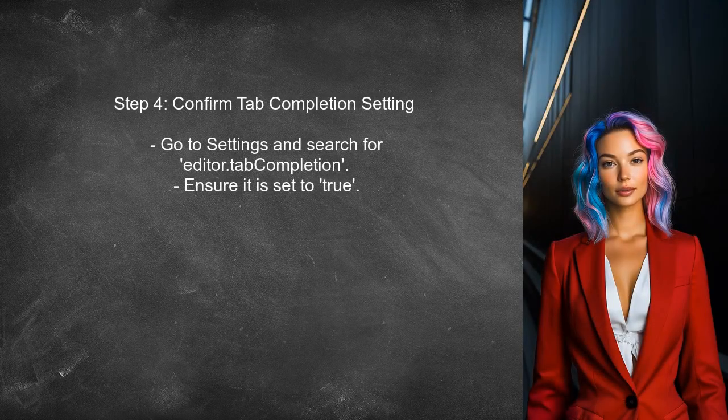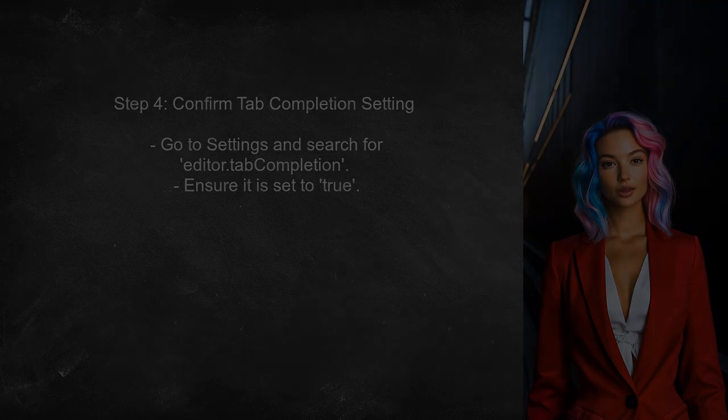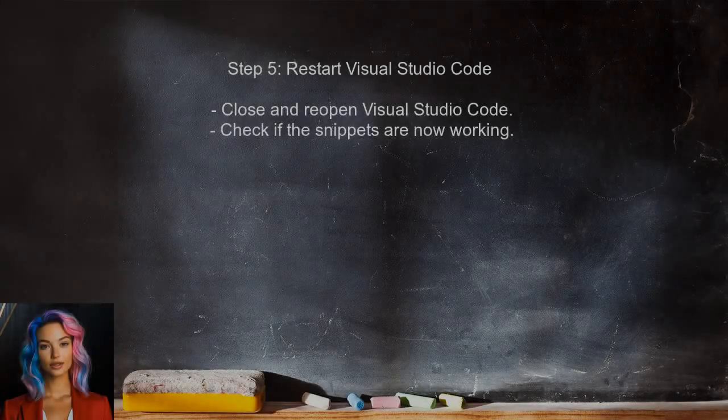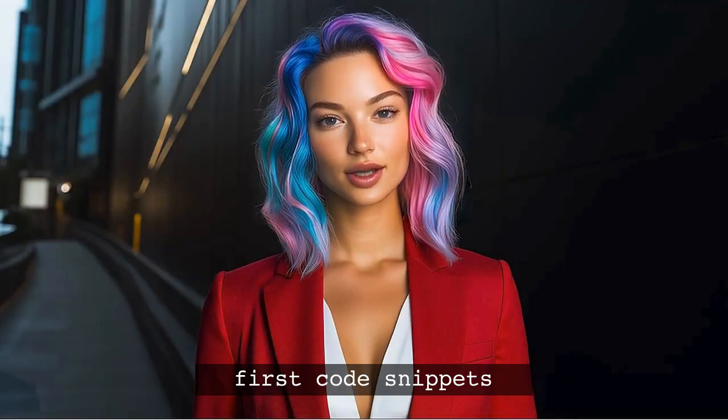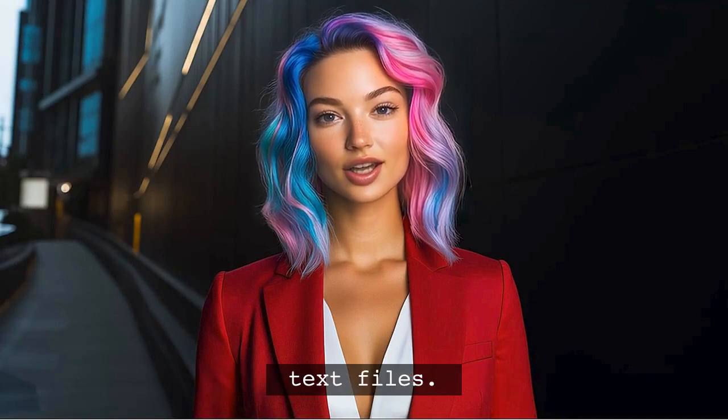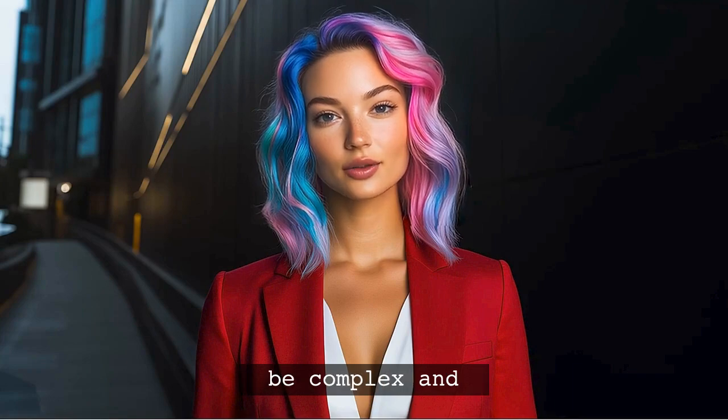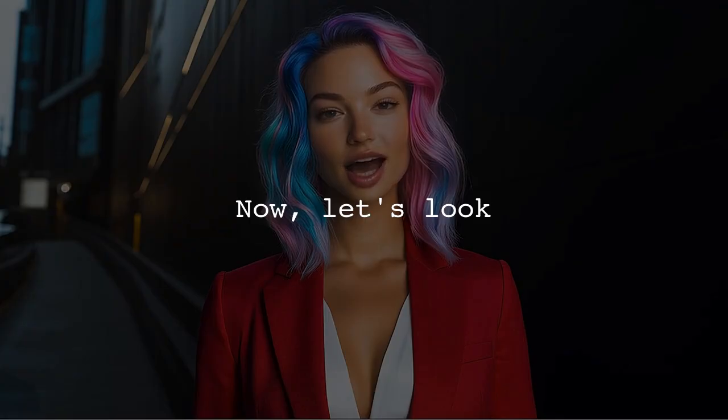Additionally, the user should confirm that the setting for tab completion is correctly configured. This setting allows snippets to be triggered using the tab key. Finally, if the snippets still do not appear, the user can try restarting Visual Studio Code. Sometimes a simple restart can resolve issues with snippets not loading. Fun fact, did you know that the first code snippets were just simple text files? Now they can be complex and powerful tools that save us tons of time.